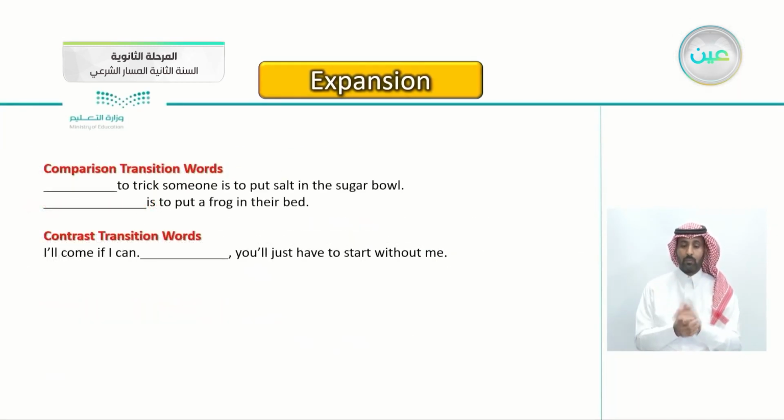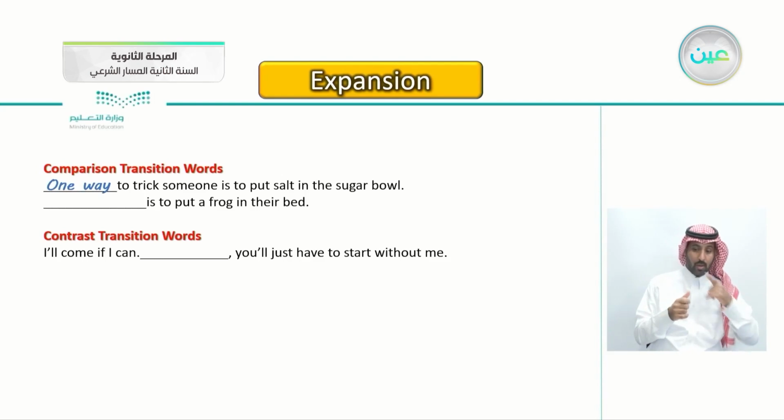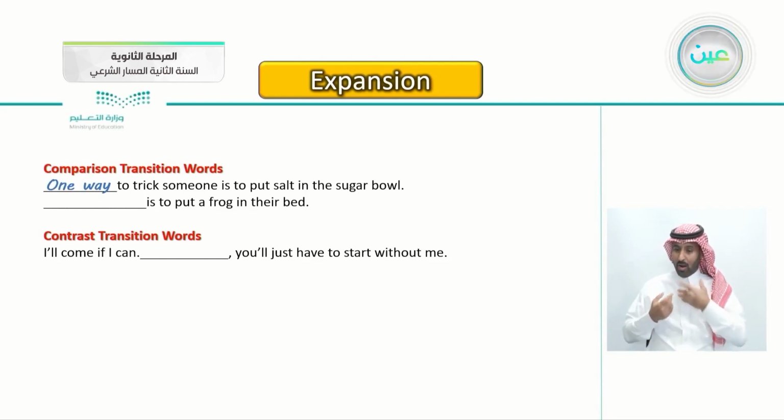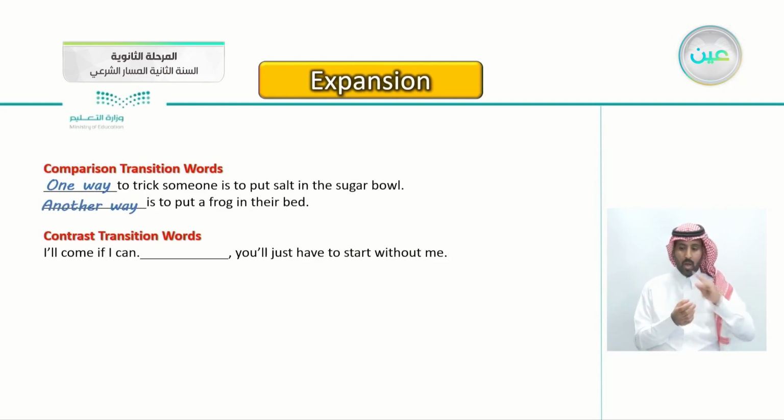Comparison transition words here. To trick someone is to put salt in the sugar bowl. Comparison here. To trick someone is to put salt in the sugar bowl. So, yes, one way to trick someone is to put salt in the sugar bowl. Another is to put a frog in their bed. So another comparison transition word here is another way. Another way is to put a frog in their bed.